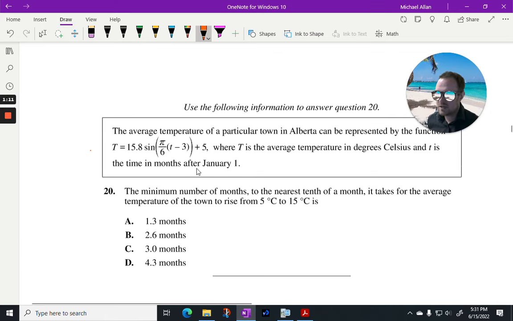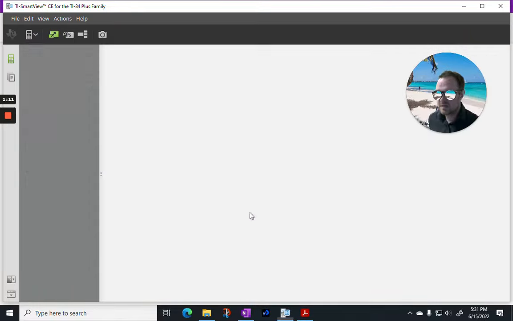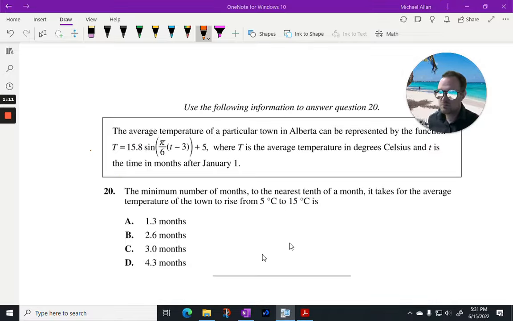T is the time in months after January 1, so the first day. The minimum number of months, to the nearest tenth of a month, to take for the average temperature to rise from 5 to 15 is how many months? Time in months.